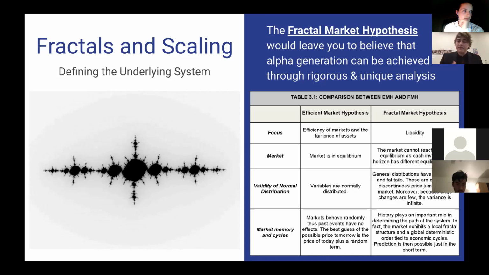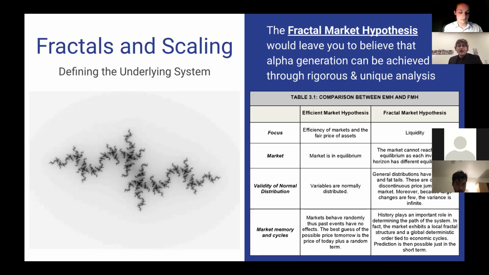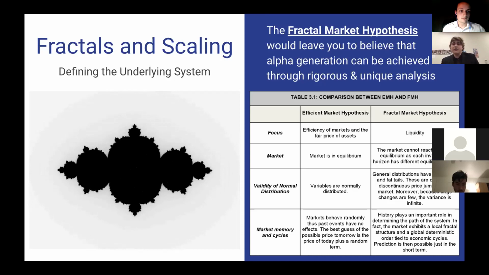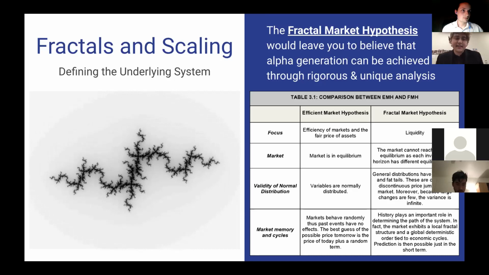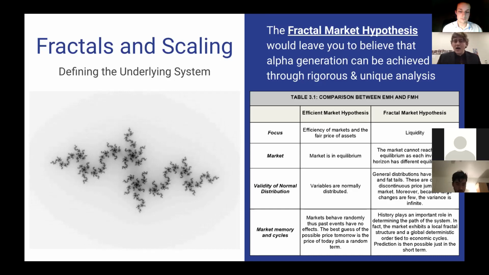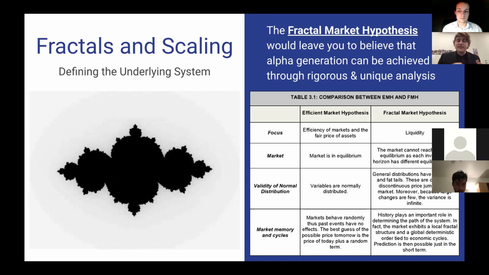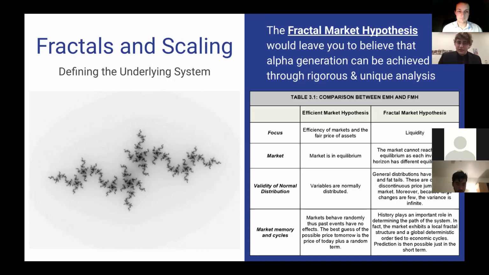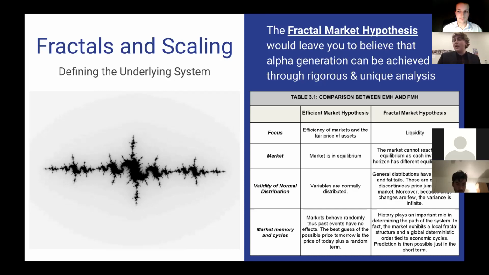So I'm going to talk about a lesser taught market hypothesis known as the fractal market hypothesis. The underlying crux of this hypothesis is that alpha generation can be achieved through rigorous and unique analysis, in coordination with modern quantitative funds. Essentially, at every scale, there are different equilibria that the price is moving towards. And if you do such rigorous and unique analysis, there's potential for reliably performing that arbitrage.